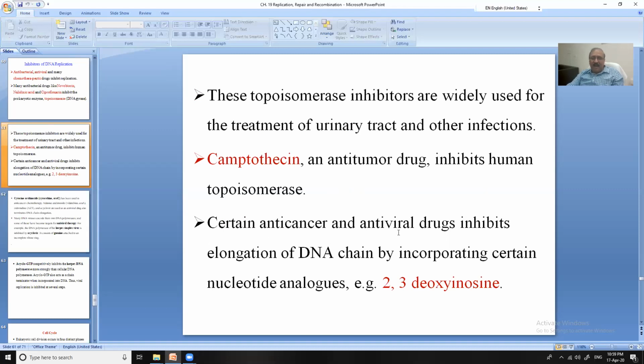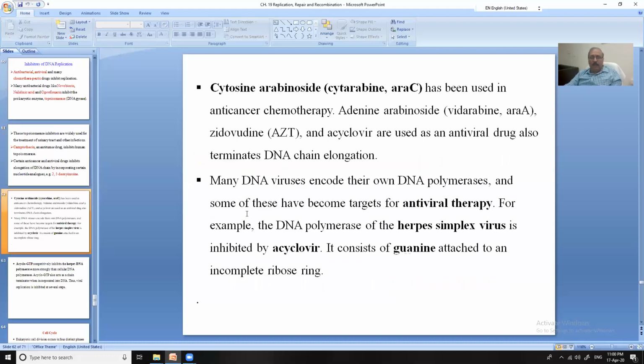Certain anti-cancer and antiviral drugs inhibit elongation of the DNA chain by incorporating certain nucleotide analogs. Example: 2',3'-dideoxyinosine. Cytosine arabinoside, cytarabine, has been used in anti-cancer chemotherapy.